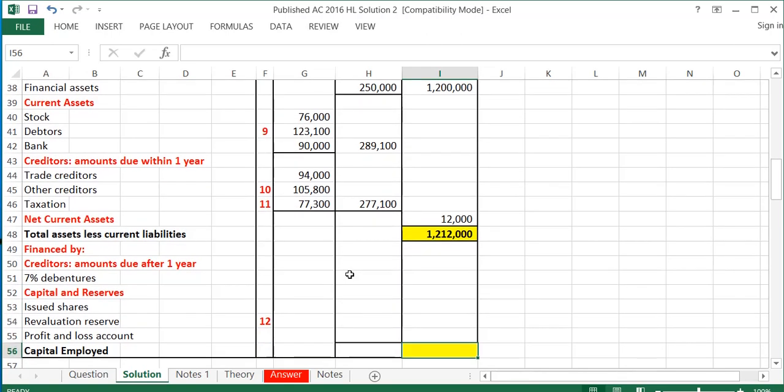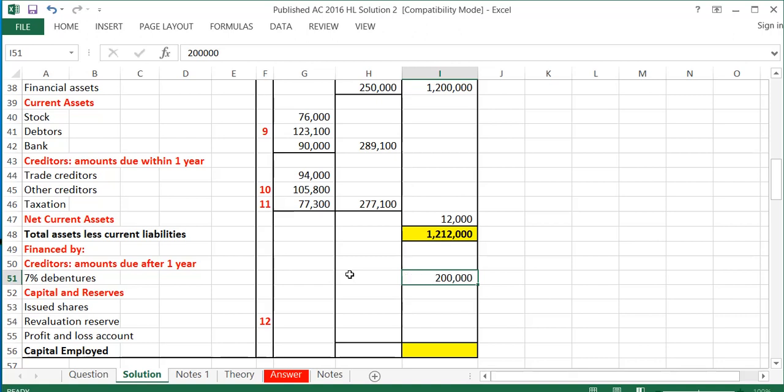Now, to finish off the balance sheet, I've financed by, the first thing I have here are creditors amounts due greater than 1 year, which are just my debentures, which are coming directly from the trial balance. So the third last figure in the trial balance, my debentures are 200,000.